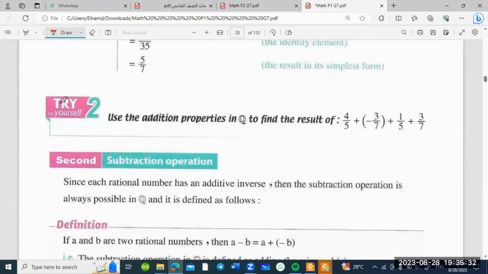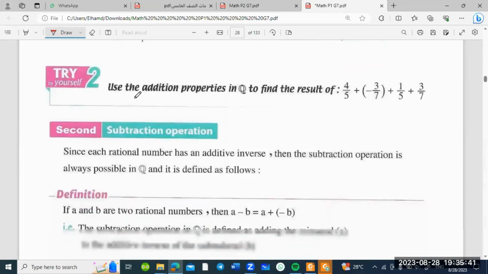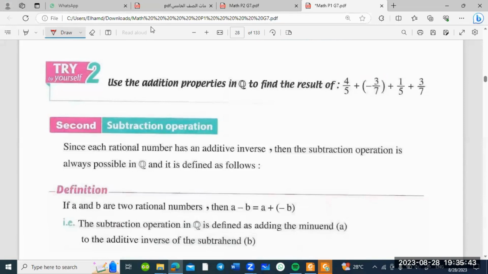Okay, now try by yourself number 2. Use the addition properties and rational numbers to find the result of 4 over 5 plus negative 3 over 7 plus 1 over 5 plus 3 over 7. Concentrate. What are the properties we have? Let us say them again.